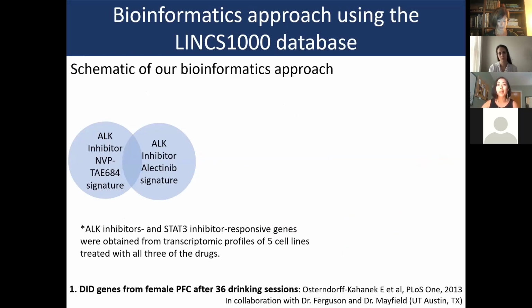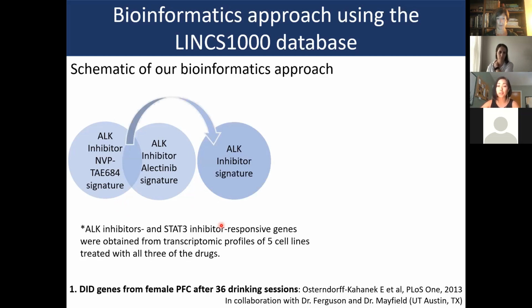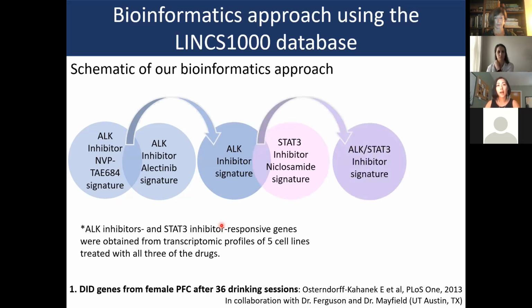This is the schematic for the bioinformatics approach that we took. So first, we looked at the database and found 2 ALK inhibitors, NVP-TAE684 and alectinib. We took the overlapping transcriptomic signatures between our 2 ALK inhibitors to generate our master ALK inhibitor signature. After that, we compared the ALK inhibitor signature to STAT3 inhibitor niclosamide's transcriptomic signature and took this overlapping gene set to be our ALK-STAT3 inhibitor signature to denote a group of genes that are regulated by the ALK and STAT3 pathway.